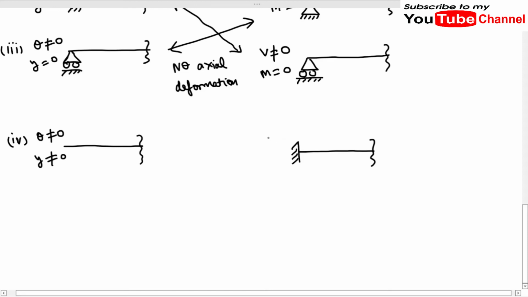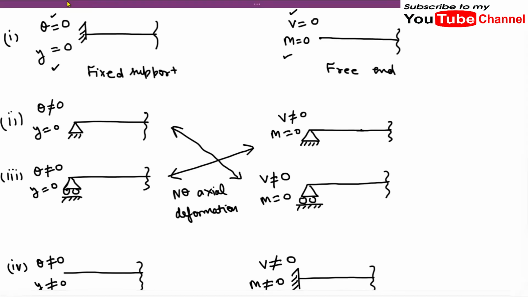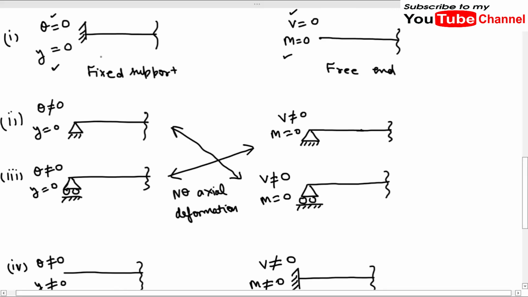Why? Because at a fixed support there is a shear force, and at a fixed support there will also be a moment. So that's how we can convert this free end, let me write it here, free end to fixed support. In the conjugate beam it will be fixed. So we have discussed different types of supports, but all these supports are at the end of the beam, like this fixed support, this pin support, this roller support.